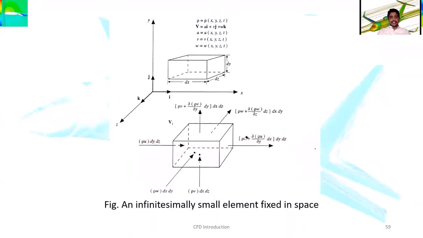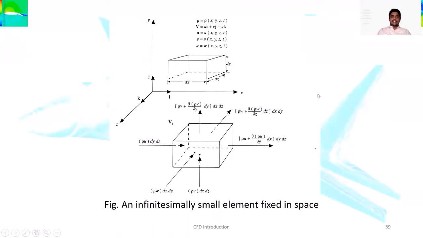So rho u dy dz plus dou by dou x of rho u into dx into dy dz. Similarly, if we write in the other directions, in the y direction and the z direction, we get the same equations. In the y direction it is rho v dx dz, rho v plus dou by dou y of rho v. In the z direction it is rho w plus dou by dou z of rho w, into dx dy. This is the total expression of the continuity equation, where the fluid is entering and leaving the control volume, which is fixed and is an infinitesimally small fluid element.